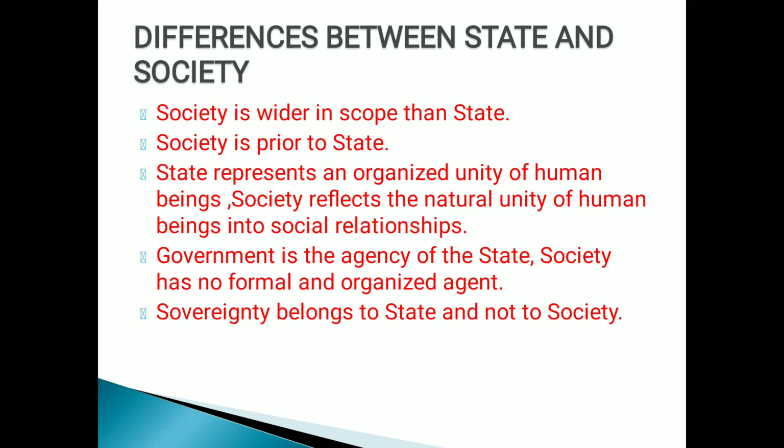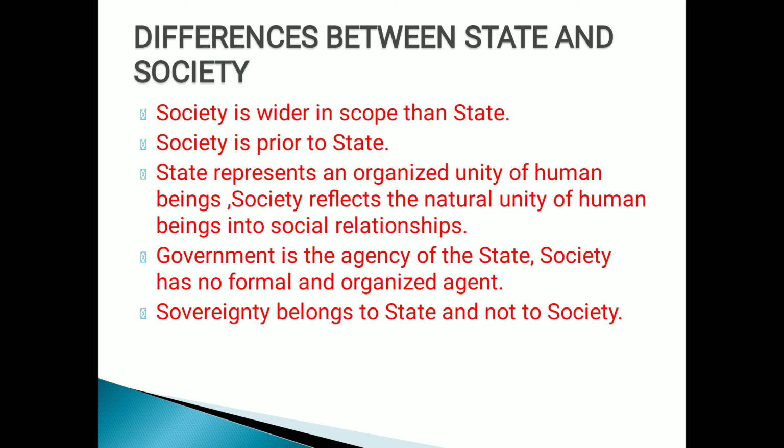Now, differences between state and society. Society is wider in scope than a state. It means society is a very broad and comprehensive organization of human beings. It is formed by all types of relationships that emerge and develop among people when they live together. It includes social, economic, cultural, political, moral, religious, and in fact all types of relations. It has a very wide scope. As against this, the state is only a political institution or community. It is concerned primarily with the exercise of power in society.